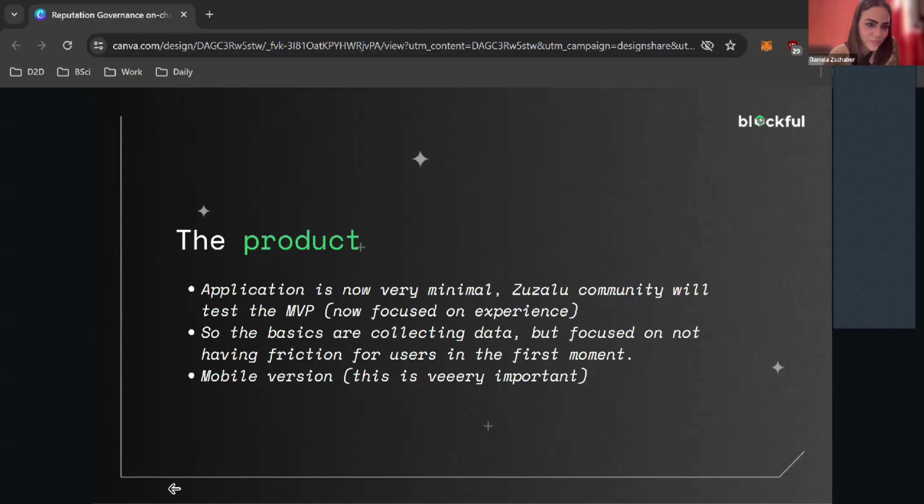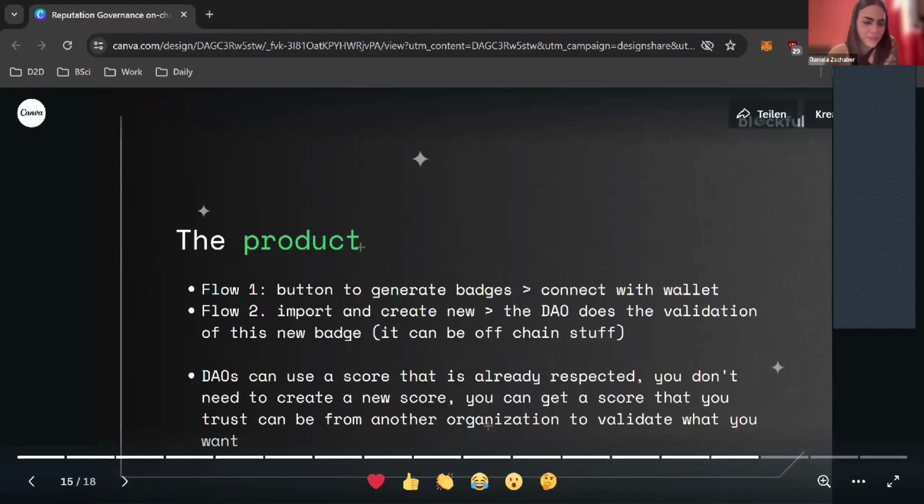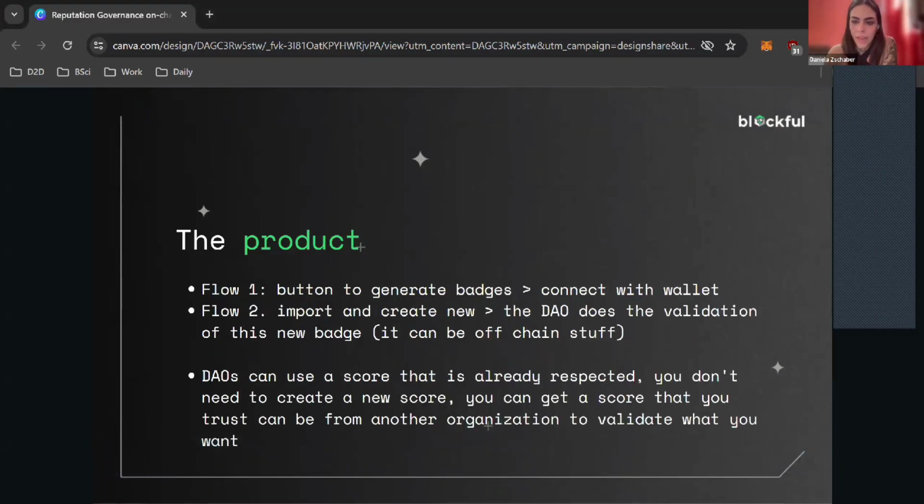Yeah, let's go. Yeah, we have two flows. So we have a button to generate badges. We will connect your wallet and all the on-chain data. This button will generate the badges. I mean, proposals, POAPs, as I said in the beginning, all the on-chain stuff. And we have the second flow. I think Zug can explain better if he wants to. I know that his internet is not good right now, but if he wants to, feel free. And the second flow is to import and create a new badge.